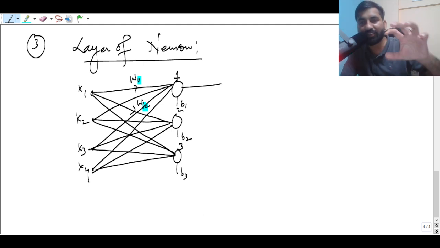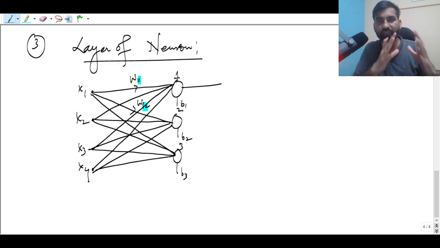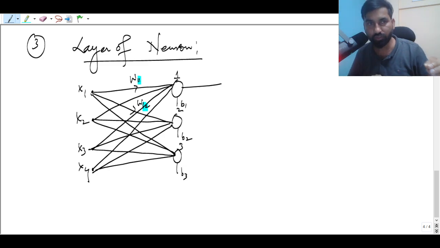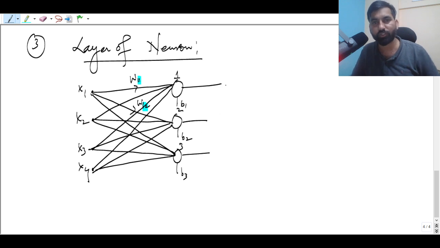Okay, so what are these neurons going to do? These neurons will perform the summation operation. They will take the inputs, multiply them with the corresponding weights, and add them. I'm not going to write it for all, I'm just going to write here.